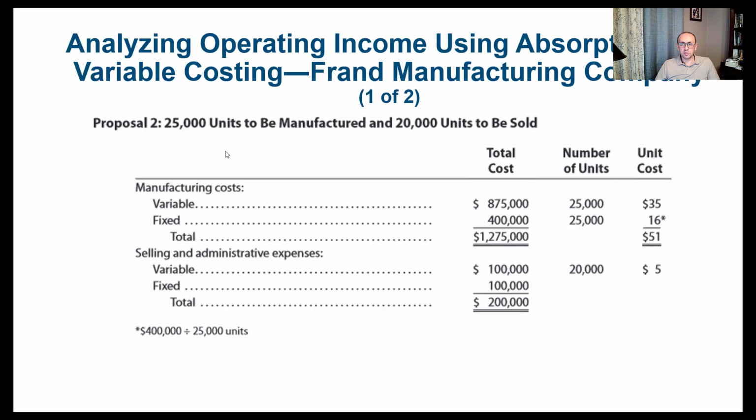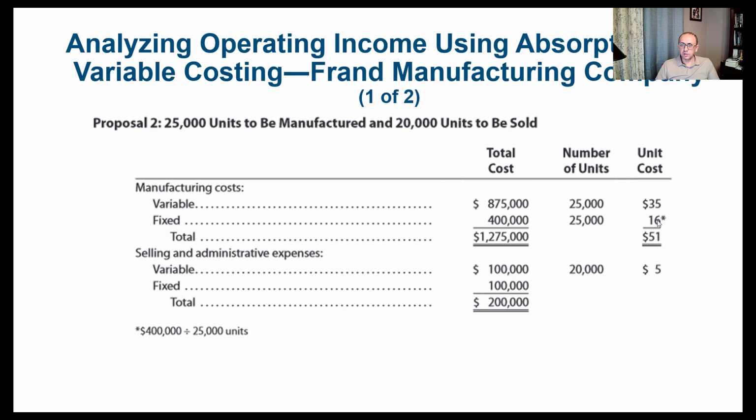The second proposal, we are assuming 25,000 units would be manufactured. However, as we said, 20,000 units will be only sold. So the remaining 5,000 would be ending inventory. So here, based on the number of units, which is 25,000, the manufacturing cost, variable and fixed, will be these values. And the selling and administrative expenses will have 100,000 for each, and the unit cost would stay $5.